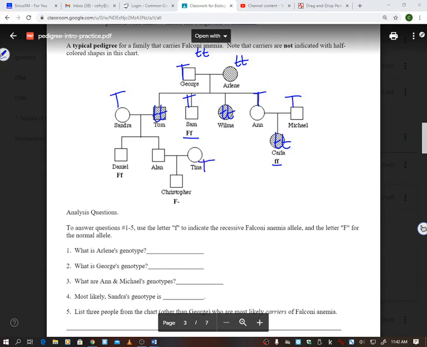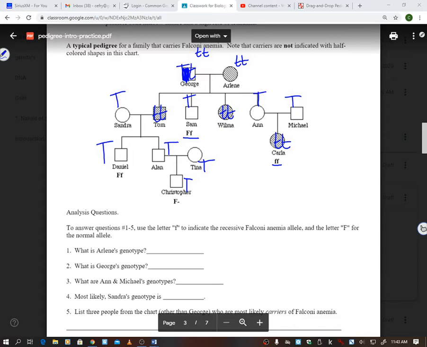I'm going to try to use their parents or their kids to figure out what they are. So let's look at George. For example, we have to look at his kids. We're going to try to use his kids to figure out what he could have given them. So let's look at Tom and Wilma, for example. They got a small t from their mother. Now they have another small t that they had to get from their dad. So in this instance, I would have half-colored this box in.